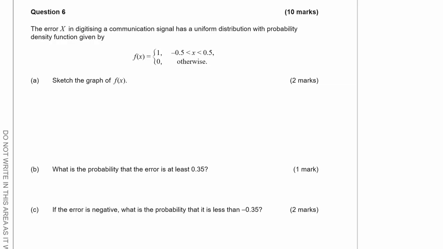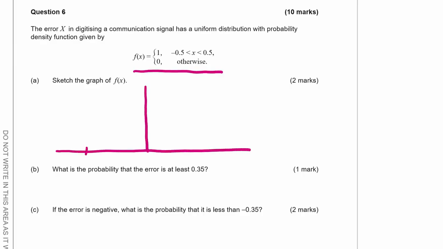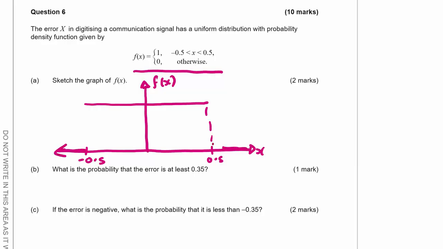The error x in digitizing a communication signal has a uniform distribution with probability density function given as shown here. We want to sketch the graph of f of x. So it's going to go from negative 0.5 to 0.5. So this would be f of x, this would be x, and of course it does this. And so that's our sketch.